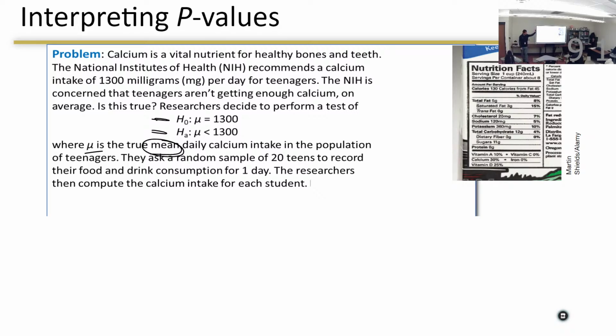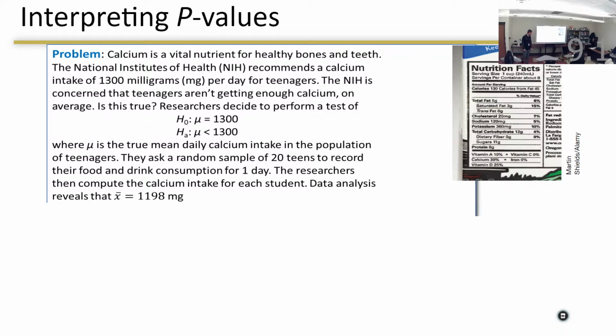Okay, that's good. They asked a random sample of 20 teens to record their food and drink consumption for one day. I wish they would have done it a little bit more than one day, take an average over them, but whatever. The researchers then compute the calcium intake for each student. Okay, so we have the scenario set up. We're good. No other information yet.